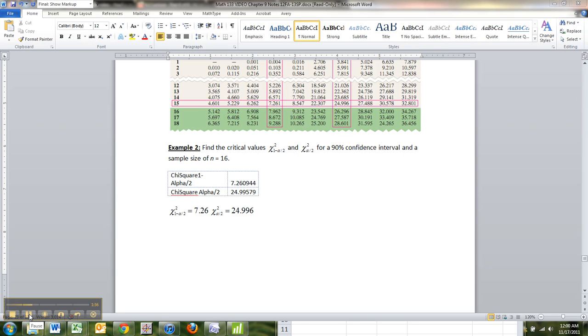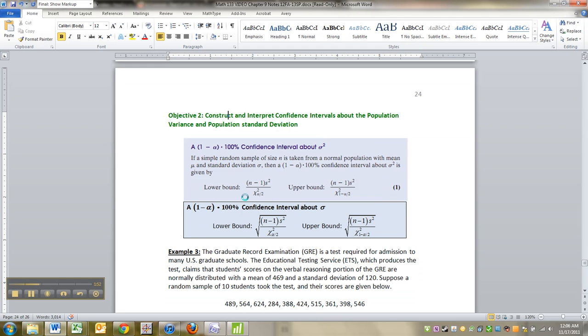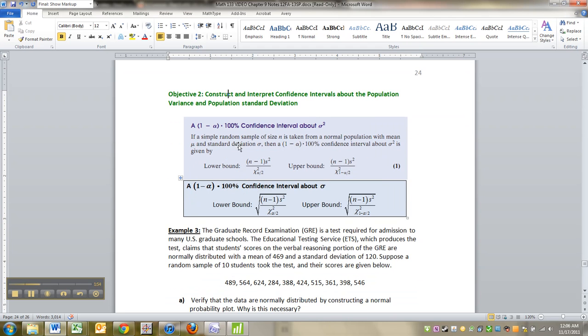And notice they're both greater than 0, and they're not even remotely symmetric. It's not like one of them is 7.26 and the other one's negative 7.26, something like that. All right, so this is the formula now for the confidence interval. Now that we know how to find these critical values with Excel, we can find these confidence intervals for the variance, and then this is the one for the standard deviation. Notice they're the same thing, it's just that the standard deviation ones have square roots.